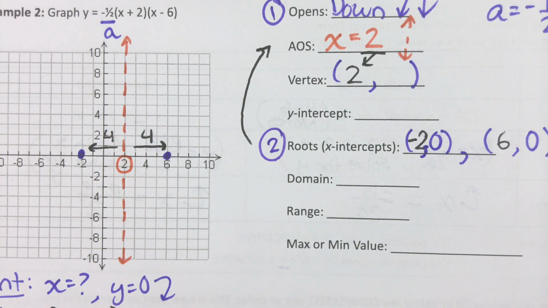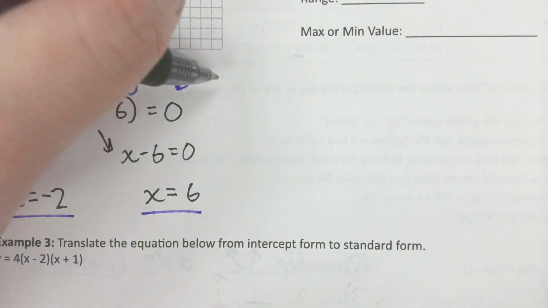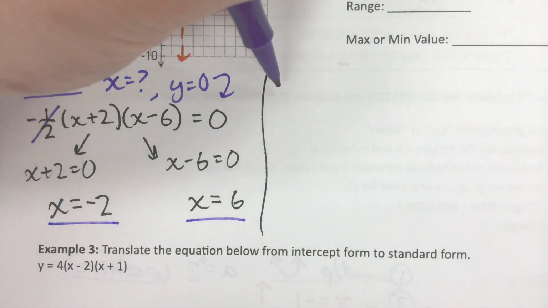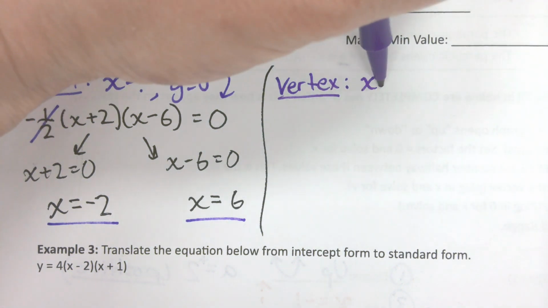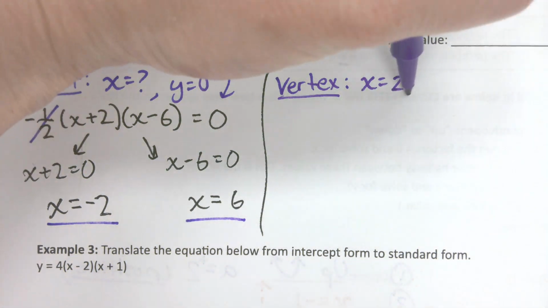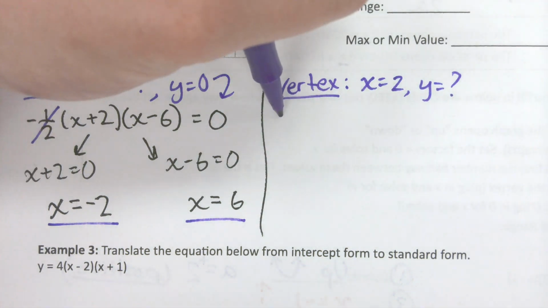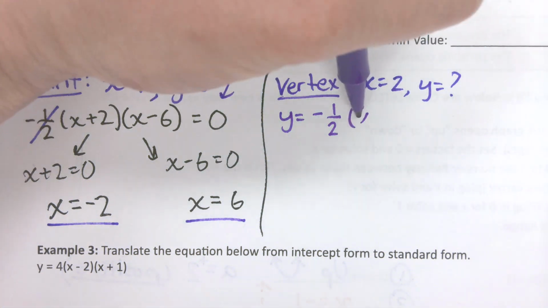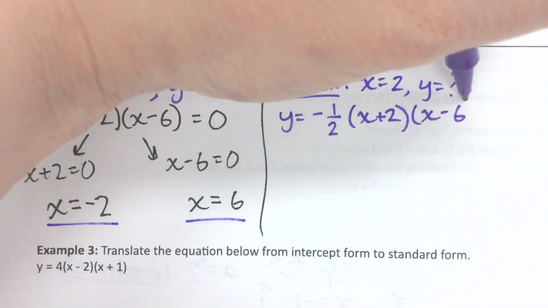To find the y value, I'm going to have to come down here and do a little bit of work. Vertex. We know that x is positive 2, but we don't know y. That's what we're trying to figure out. We have our equation. Y equals -1/2 times x plus 2 times x minus 6.